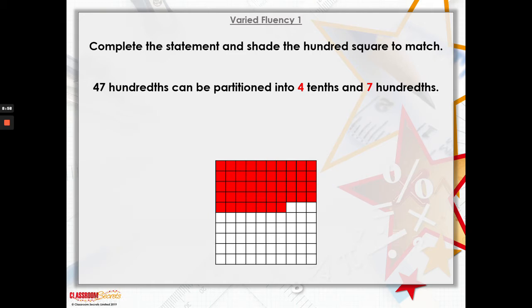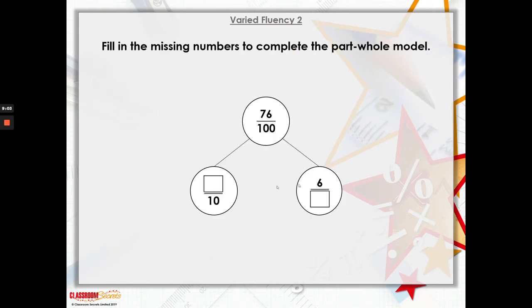Now I'm not going to be so nice. I'm going to see if you can work out the answer for the next ones. That's a little bit of guidance. We all love a good part whole model. I know a lot of you are going, oh, but you've got to do it, unfortunately. You have to fill in the missing numbers to complete the part whole model. Here I have 76 hundredths, and you have to figure out the missing squares here and here. How many tenths do I have in 76? And it says here 6 somethings. I have 6 somethings here.